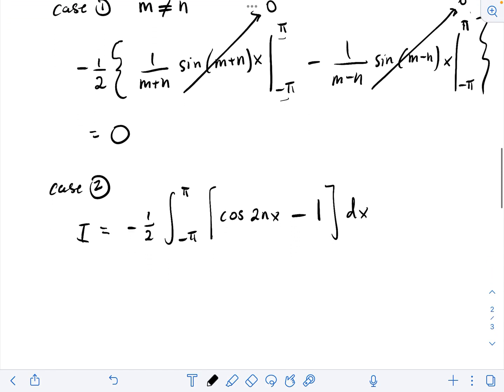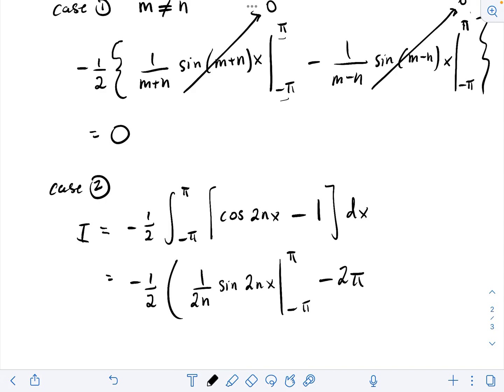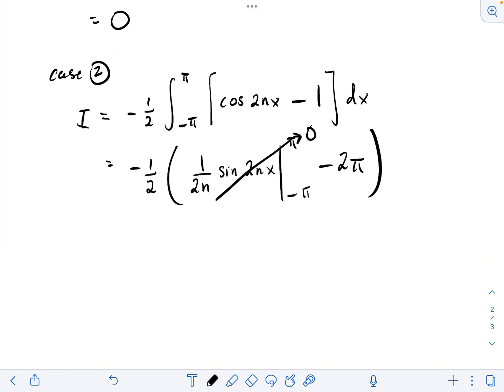And so this is equal to minus 1/2 of 1 over 2n sine 2nx from minus pi to pi. And then when we integrate 1, we'll get an x evaluated between pi and minus pi, which is 2 pi. There's a minus sign out front, so we get minus 2 pi. Like before, this first term is going to vanish because sine of 2n pi and sine of minus 2n pi are both 0. And so we have minus 1/2 times minus 2 pi, and so this is equal to pi.